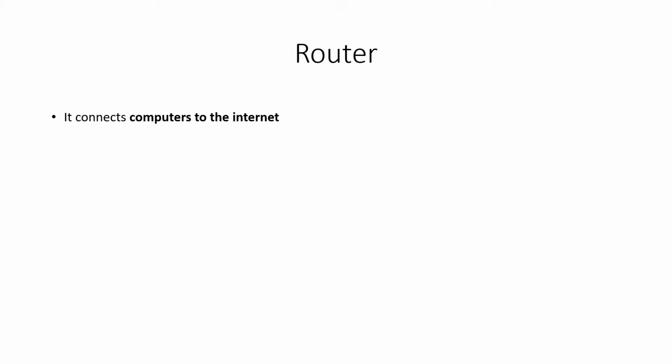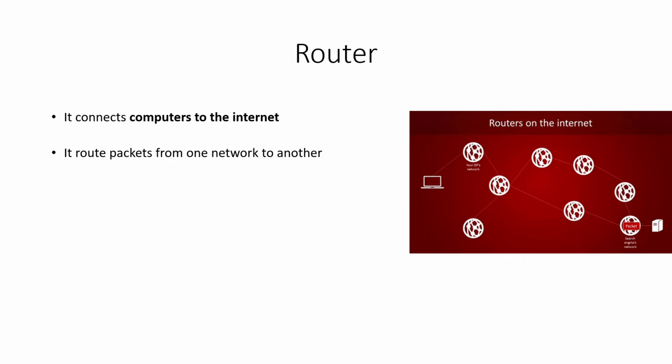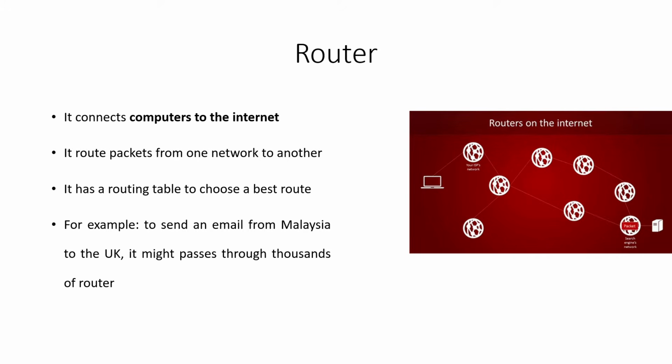Router. It connects computers to the internet. It routes packets from one network to another. It has a routing table to choose the best route. For example, to send emails from Malaysia to the UK, it might pass through 1,000 routers.